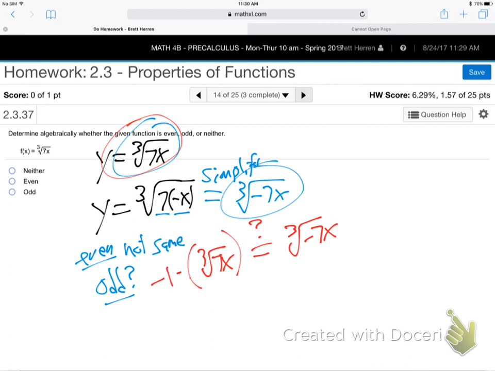Anyway, so there we go. -1 times one of them. Does it equal the other one? Well, what do you think? Can you do -1 times that and not sneak it inside the root like that?